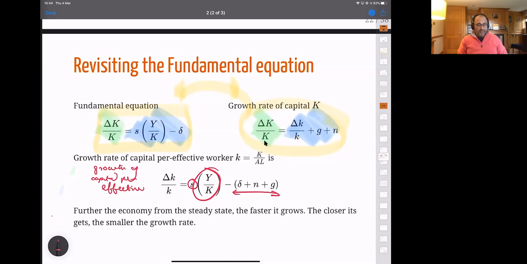Okay, so it's very similar. All that has happened is that we've accounted for N and we accounted for G. In the previous equation version of the model, we had assumed the N and G were equal to 0. So what we had got was a growth rate of small k. So the growth rate of k is sy minus k minus delta.